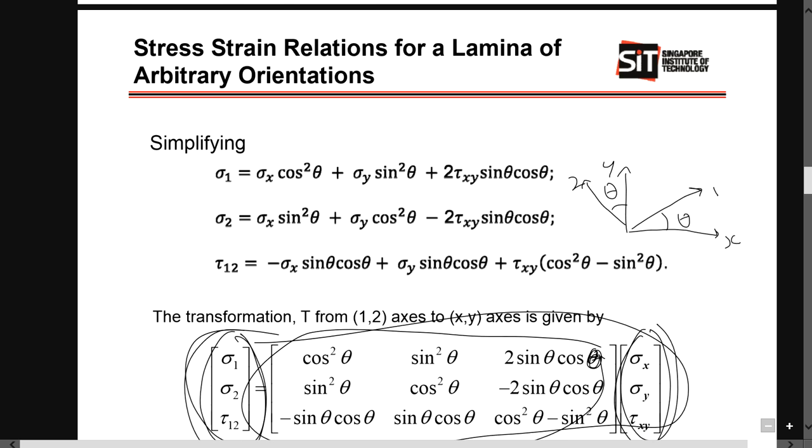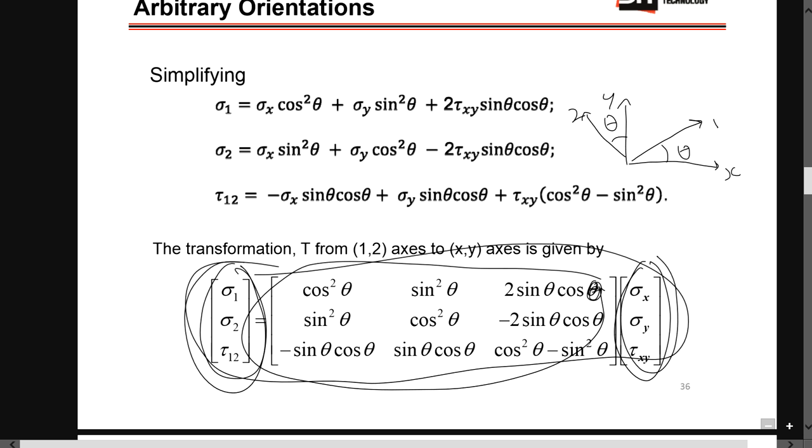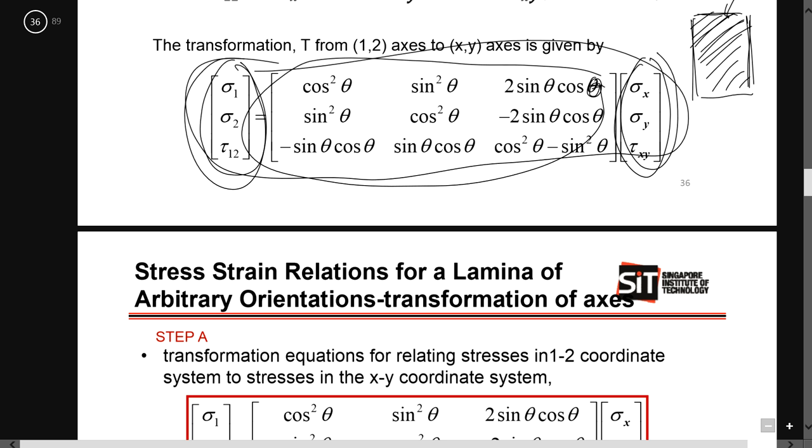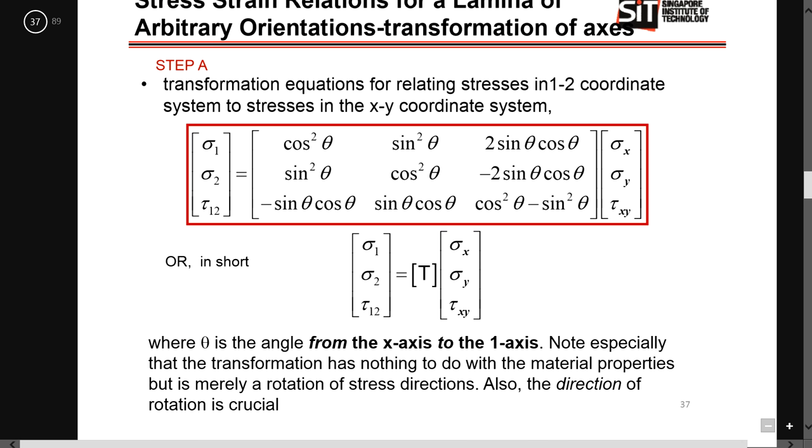So the purpose is to calculate the laminate, because your laminate is in this shape. However, your fiber is arranged at a certain angle, so you want to know what the stresses acting onto this laminate, this fiber, are, and things like that. And why do we want to analyze the stresses? Because it is needed. I also don't know why.